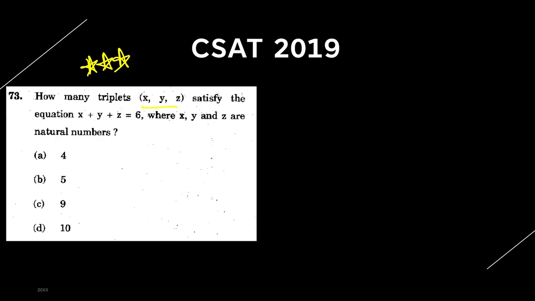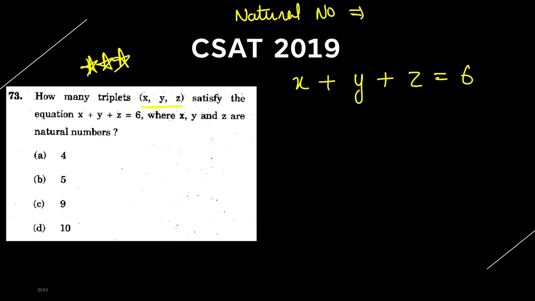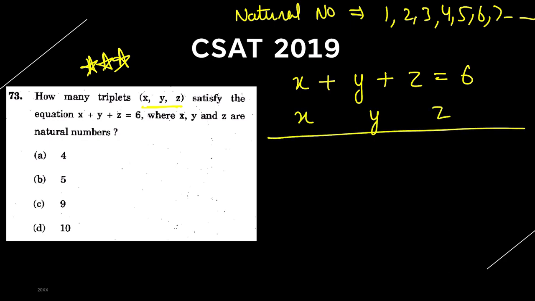Now, let's see. This says: how many triplets are possible such that x plus y plus z is 6 and all of these are natural numbers. X, Y, Z are natural numbers. First tell me, what are natural numbers? Natural numbers start from 1, 2, 3, 4, 5, 6, 7 and so on. There is no 0, there is no negative. Right? No 0 and no negative. So I have X plus Y plus Z equal to 6.